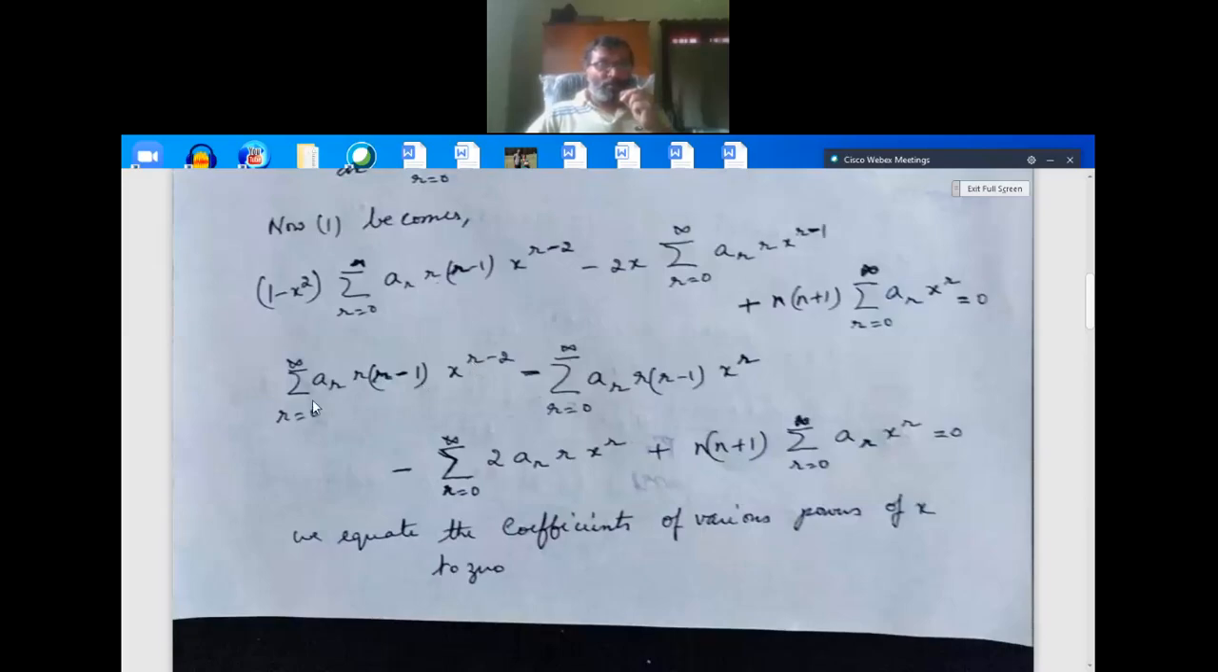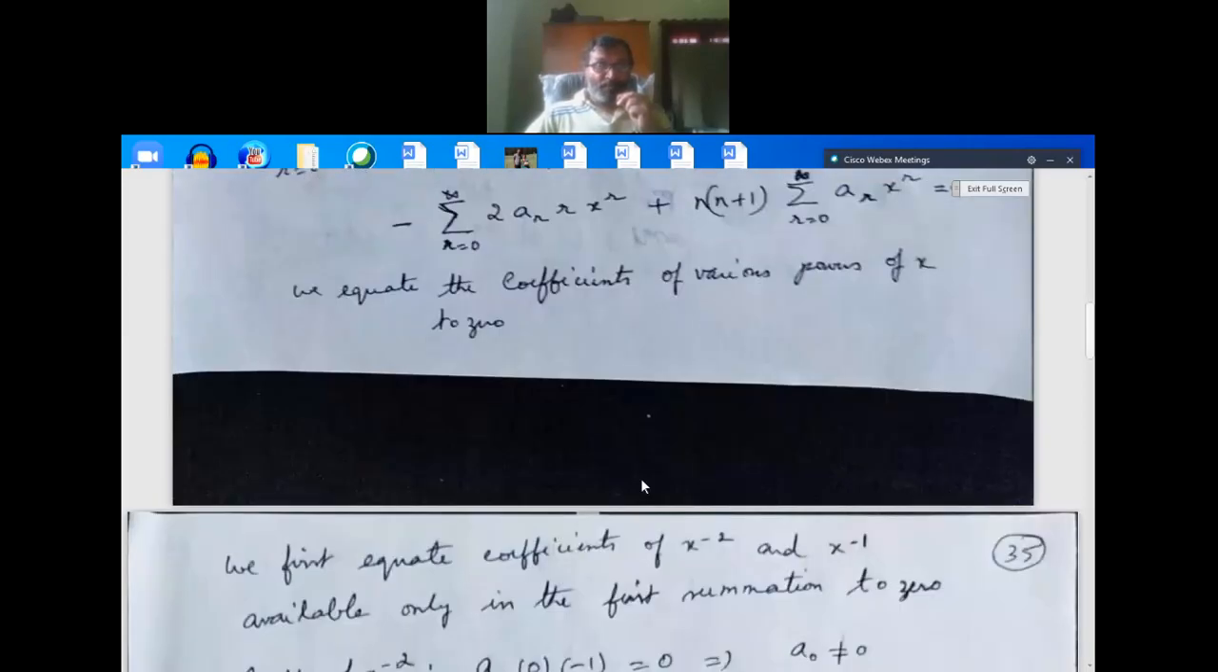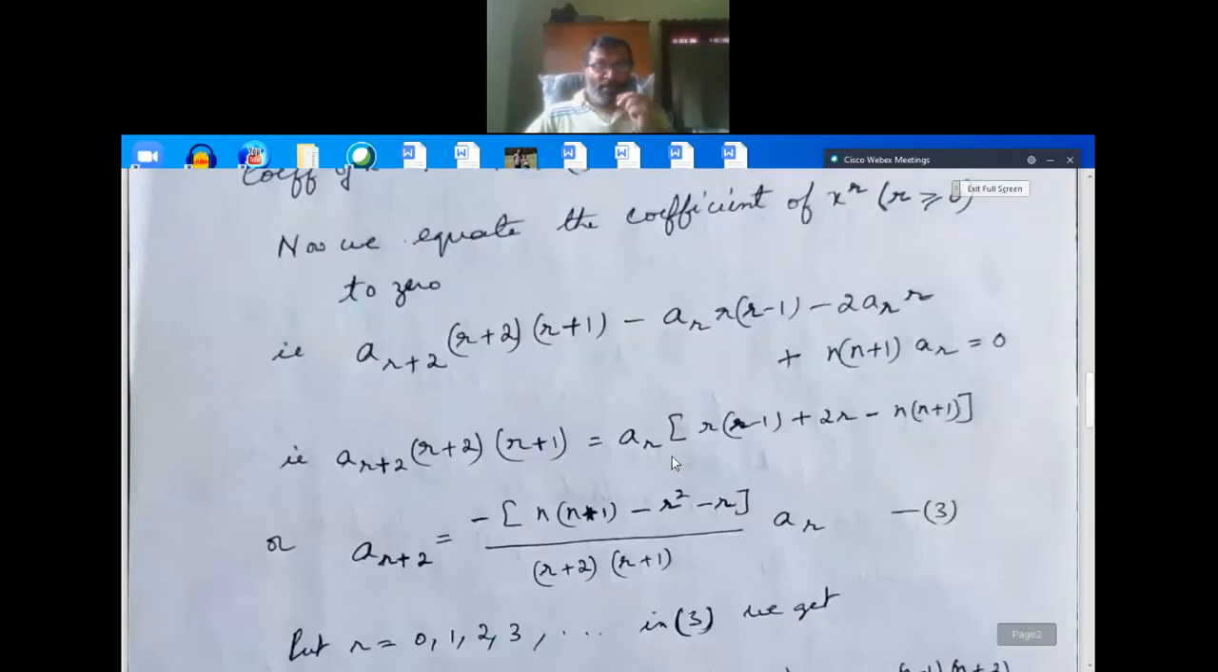So a of r plus 2, r plus 2 into r plus 2 minus 1 is r plus 1. Here as it is, minus a r into r minus 1. Here minus 2 a r into r as it is. Here plus n into n plus 1 into a r. Okay. From that coefficient, we find out a r plus 2.